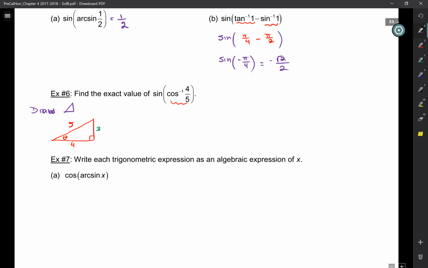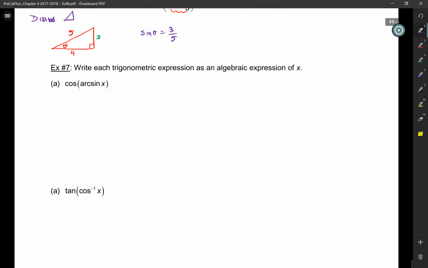So now that I have this, can I find the sine of that angle? Yeah. 3 over 5. All right? Now, what if it's a variable? Again, we draw the triangle starting from the inside. I have a triangle, the sine of which is x. That means opposite over hypotenuse is x over 1.